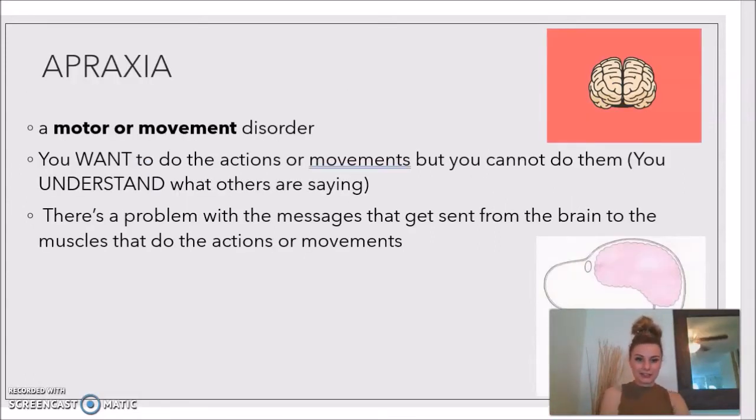Now, if we move on here, this is something you might see more often, and that's apraxia. So what apraxia is, it's a motor or movement disorder. So what happens is the person with apraxia knows what you're saying and they know what they want to say, but the connection from the brain to the mouth isn't working properly. So they have trouble speaking. And this is super frustrating to them, because they know what they want to say up here, but it's not coming down here. So they can totally understand you and they know what they want to say, but it's just not working properly.